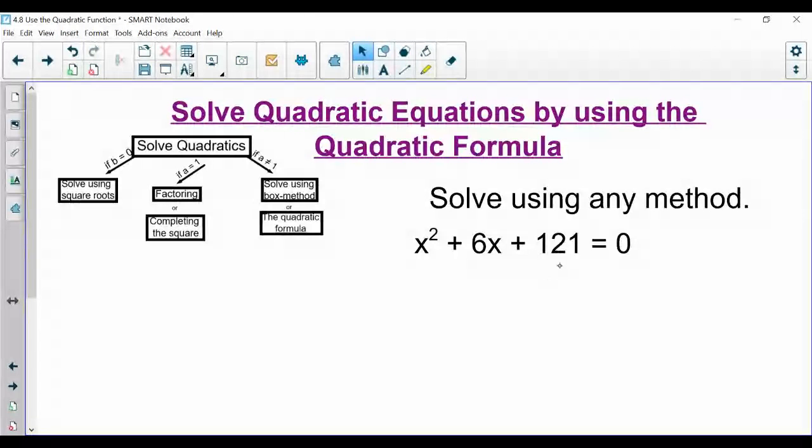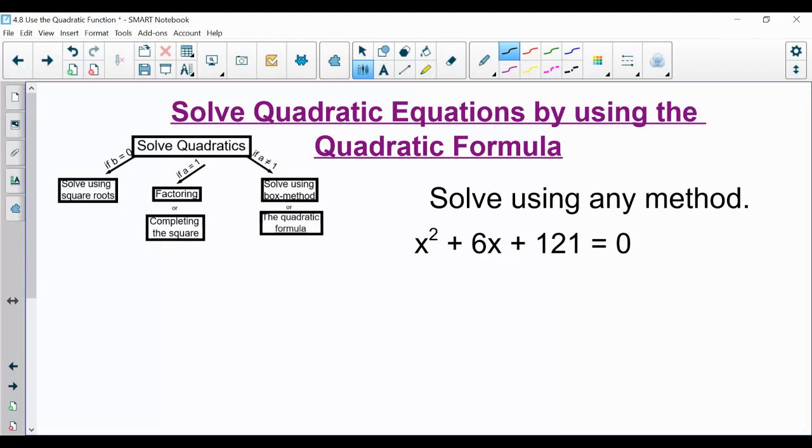When you attempt to factor this, you would list the factors of 121. The factors of 121, regardless of which factors you choose, are never going to get you to 6. That's what it would take to be able to factor this equation. And so then you would have to complete the square.